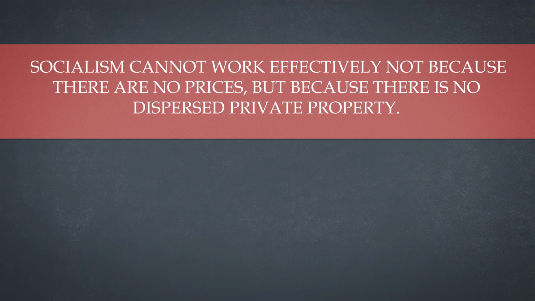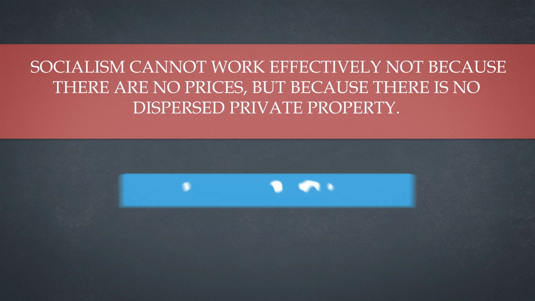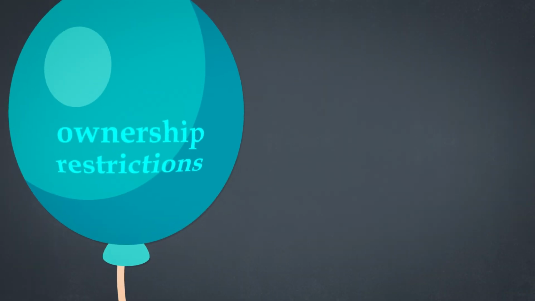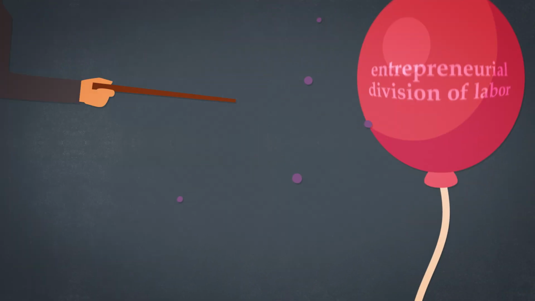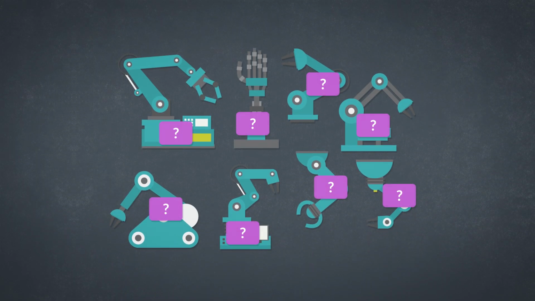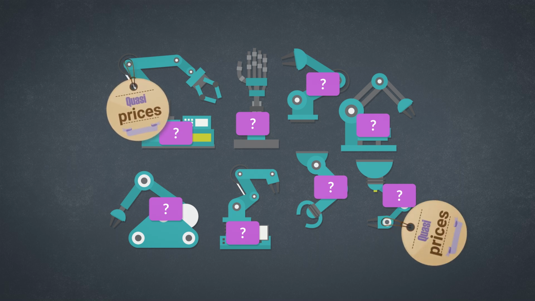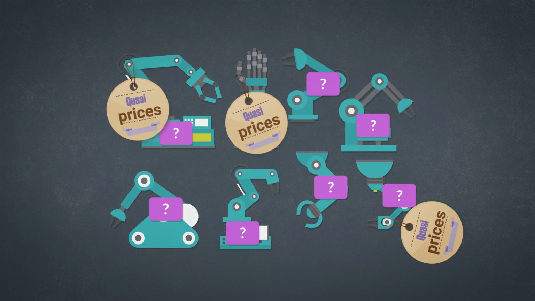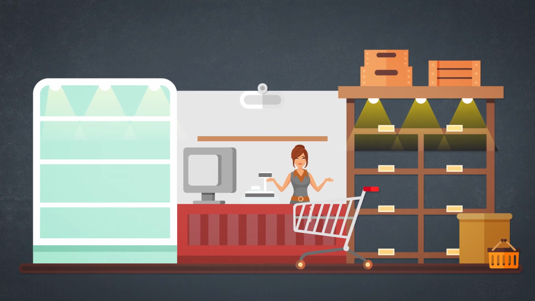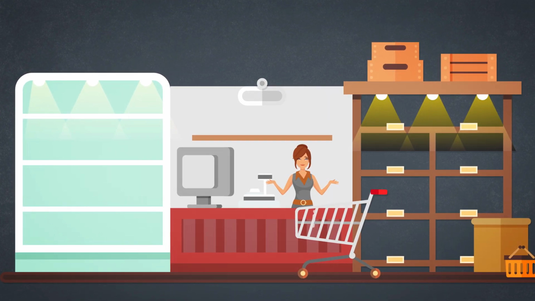This brings us to the summary. Socialism can't work effectively, not because there are no prices, but because there's no dispersed private property. When it ceases to exist, there are no restrictions on ownership, no exchange, and no entrepreneurial division of labor. Thus, the possibility of significant prices that provide information necessary for proper management is eliminated. Yes, the planner can set quasi-prices, but it doesn't matter, because these prices express only his will, not the confrontation of plans of various entrepreneurs competing for resources. The elimination of market prices makes economic calculation and thus economic efficiency impossible.